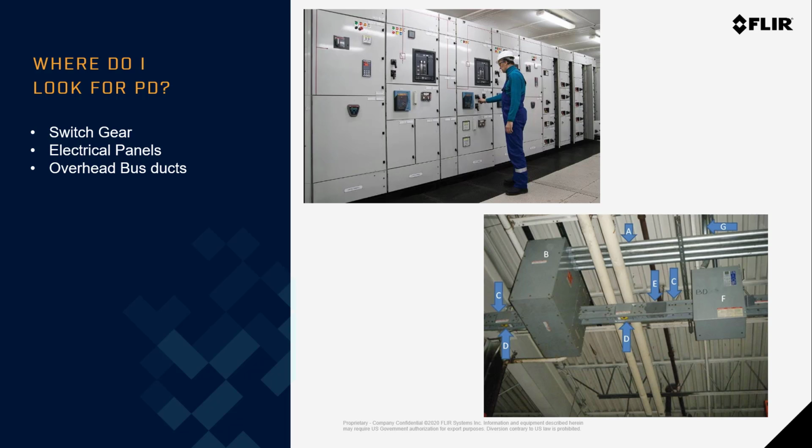So any switchgear, electrical panels, these overhead bus ducts, you can see the arrows pointing them out in the bottom picture on the right. These all can be inspected with our SI124, from joints to enclosures, terminal boxes. There's just an abundance of areas where potential failures might occur in these electrical systems.